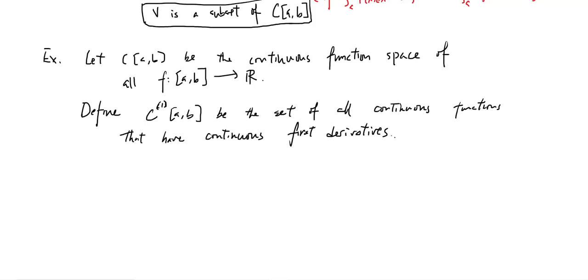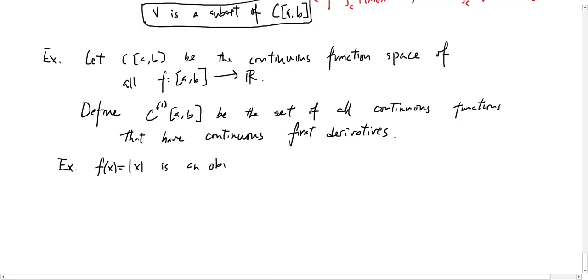An example of that would be the following. A very simple example that comes off the top of my head is the absolute value function. The absolute value function is a continuous function. So, f of x equal to absolute value of x is an object in the continuous function space, because absolute value of x is continuous from negative infinity to positive infinity. So no matter what we choose a and b to be, the function will be continuous on that interval.